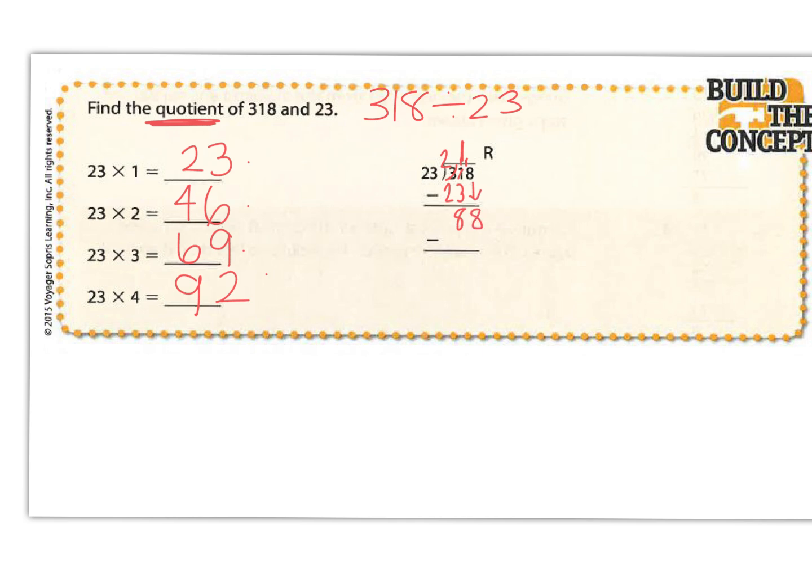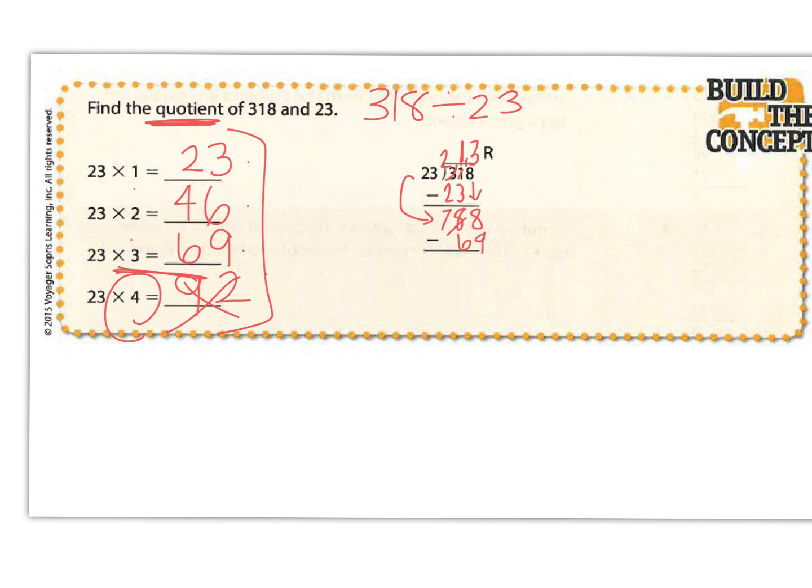And then we think, okay, how many times does 23 go into 88? Well, that helps us if we look over what we just did right here. It goes in 1, 2, 3. Oh, but 4 times is too much. So it goes in 3 times. So we would write a 3 right here. And then 3 times 23 is 69. Now we can subtract and get the remainder.